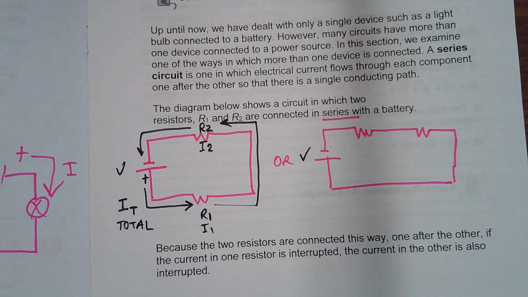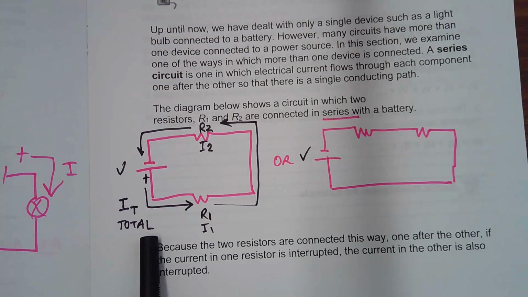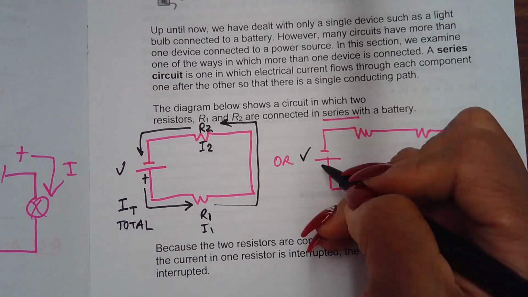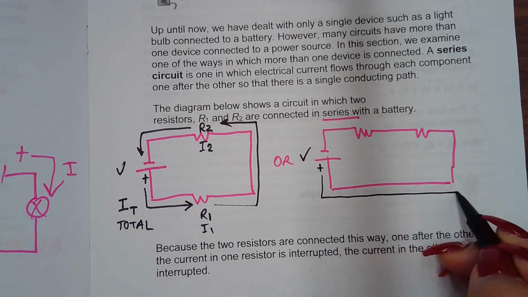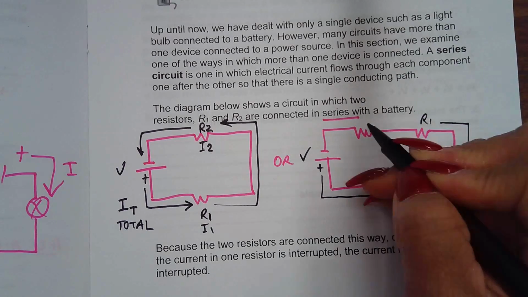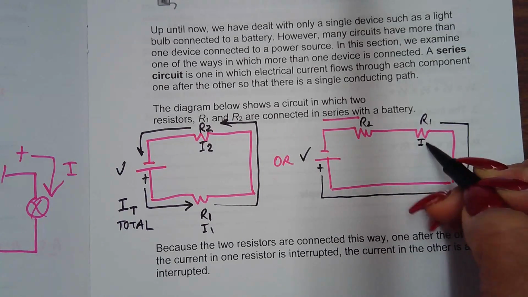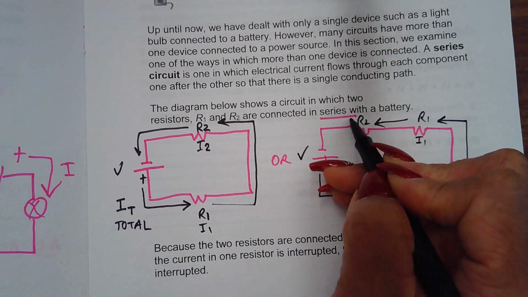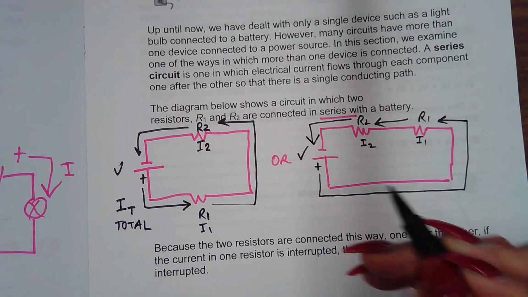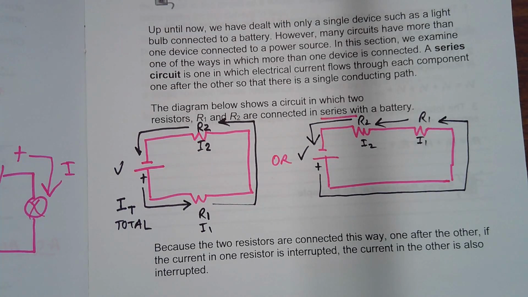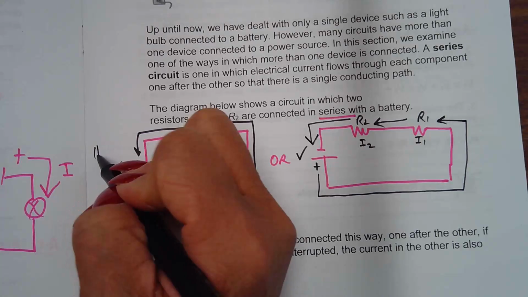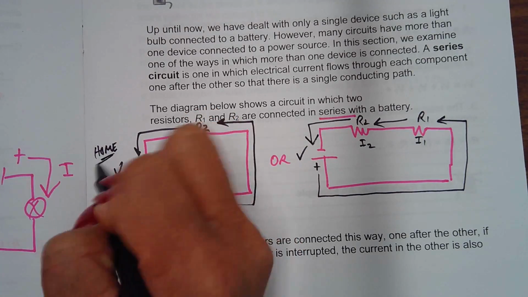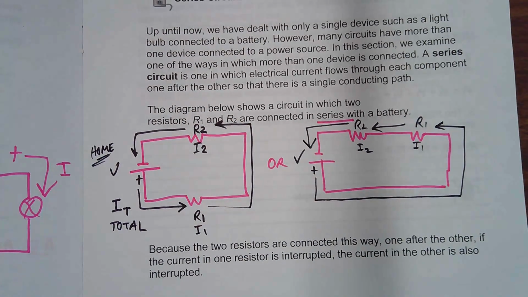So take a look at how many paths the current has to take to get to this one. Same thing with this. You've got the positive here. I'm going to call this R1, I'm going to call this R2, so this will be your I1, this will be your I2. So it goes this way, goes through R2, and then back to the battery. So how many different roads can you take to go back home? Imagine this is home. Think of the battery as home. At the end of the day, you want to go back home, right?